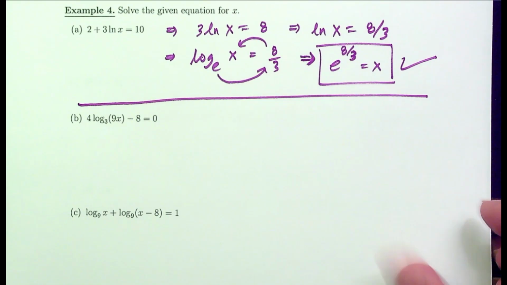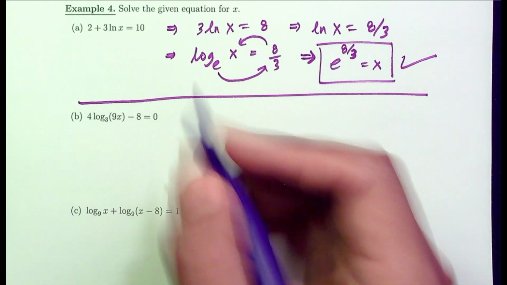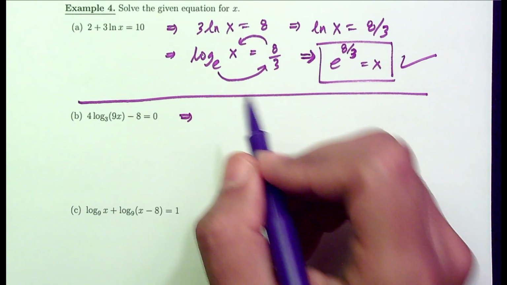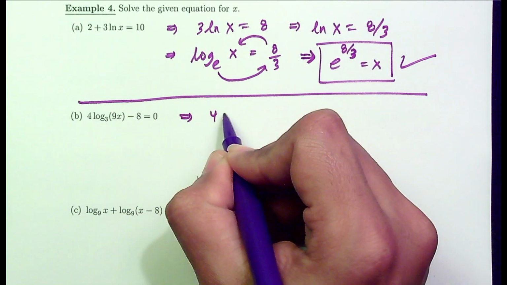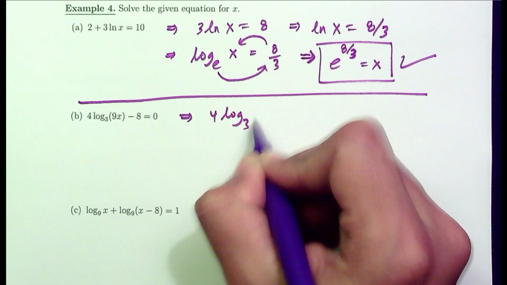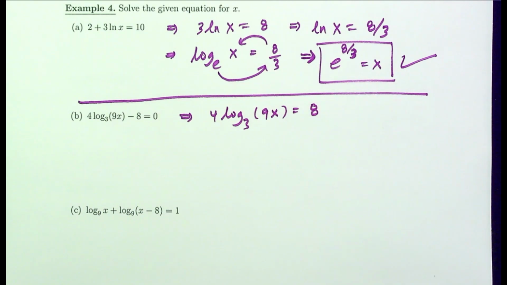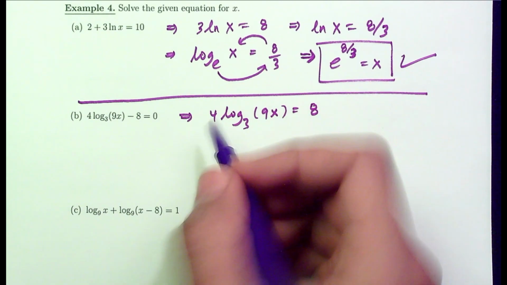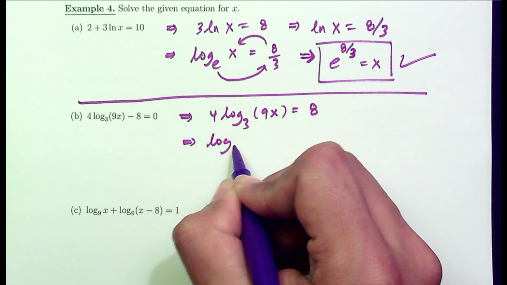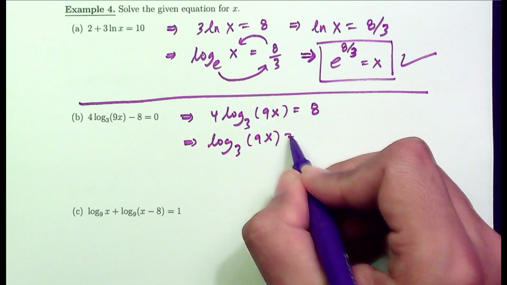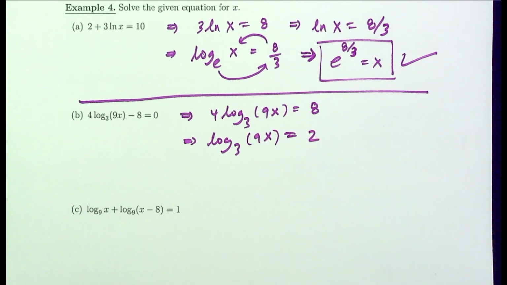All right, let's do another one. 4 log base 3 of 9x minus 8 equals 0. First, isolate the logarithm. You need the logarithm all by itself on the left. So I'm going to move the 8 to the other side. You're going to get 4 log base 3 of 9x equals 8. Then I need to divide by 4. So this will be log base 3 of 9x, and dividing by 4 gives you 2 on the right-hand side.